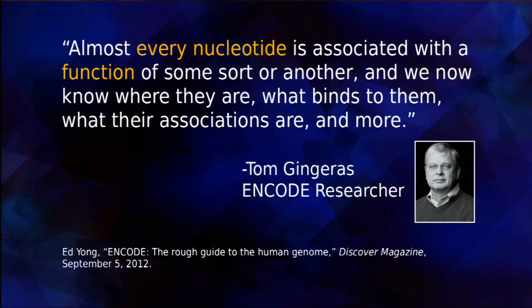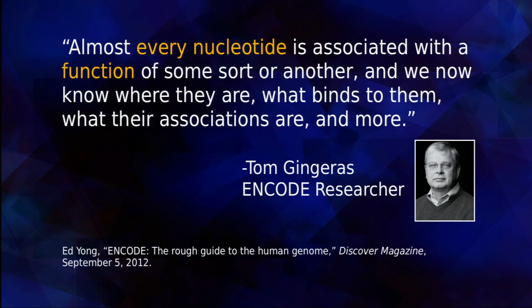One of the ENCODE researchers said almost every nucleotide, that's a base in DNA, is associated with a function of some sort or another, and we now know where they are, what binds to them, what their associations are, and more. And it's maybe kind of hard to understand how big this is. We're talking nearly 3 billion bases, right? And what they do. That's huge to unravel and figure out. But they know it's doing something. There's activity associated with all of them.